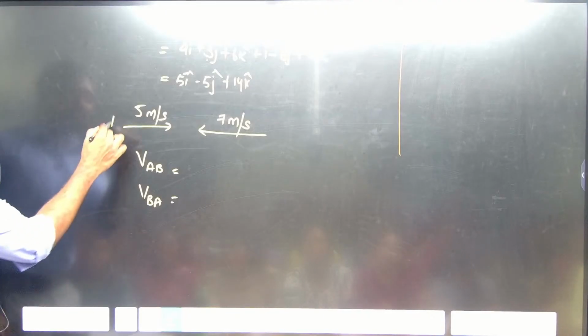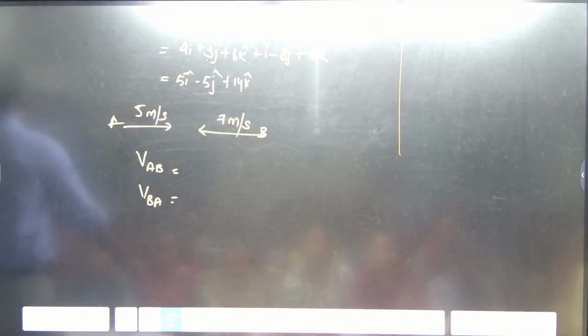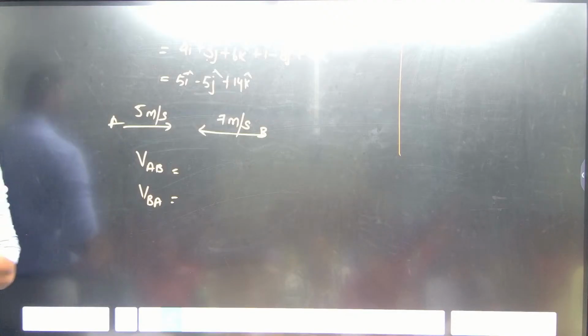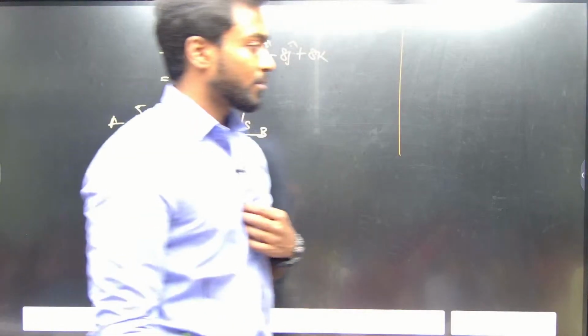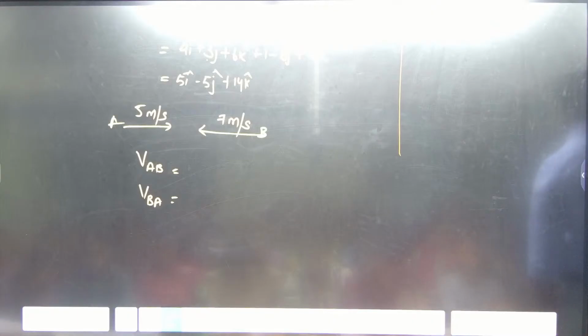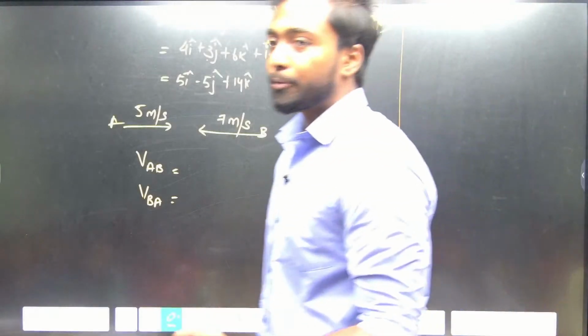Which one is A? This is A and this is B. Good question. First one is? Second one is? Same. First one is 12, second one is minus 12. Done? Completed? So these are the basic relative motion problems.